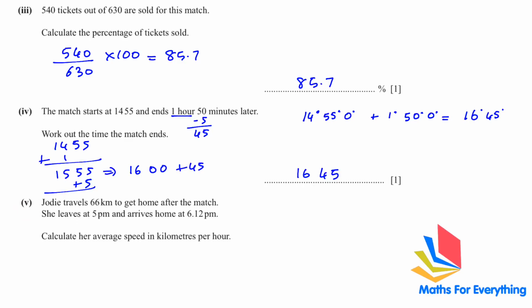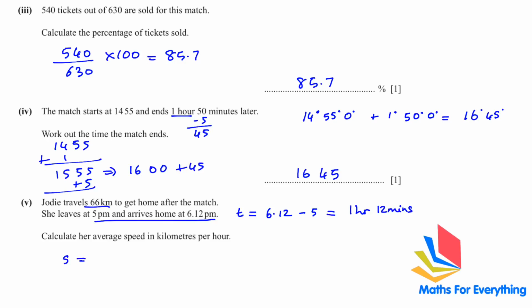Next one, Jodi travels 66 kilometers to get home after the match. She leaves at 5 p.m. and arrives home at 6:12 p.m. Calculate her average speed in kilometers per hour. The distance has been given to us. We have to find the time. Time is 6:12 minus 5. You will get 1 hour 12 minutes.